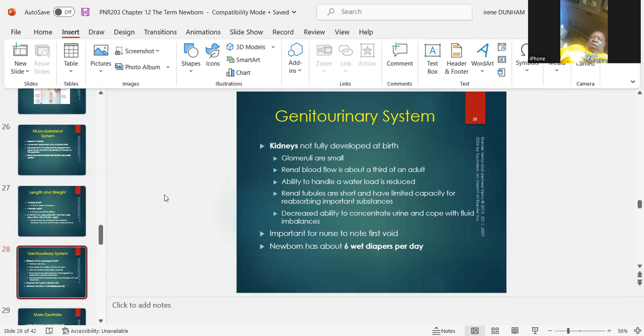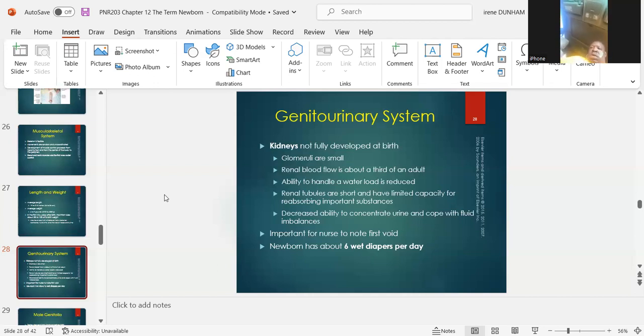The kidneys are not fully developed at birth, but what I want you to know is it's important for the nurse to note the first void. We've got to make sure that this baby, before he goes home, is putting out wet diapers. Okay, so it's really important. So at the hospital on postpartum units, we have a checklist, and on there it has feedings, voiding, and having a bowel movement. We've got to make sure that all these things have now kicked in.